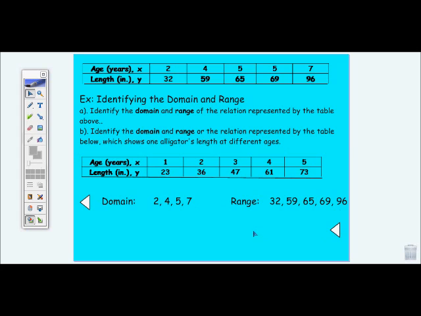So if we do that again for letter B, for the table showing one alligator's length at different ages, we will see that the domain is 1, 2, 3, 4, 5, and the range is 23, 36, 47, 61, and 73. There are no repeating numbers in either one of those, so we have five domain values and 5 range values.